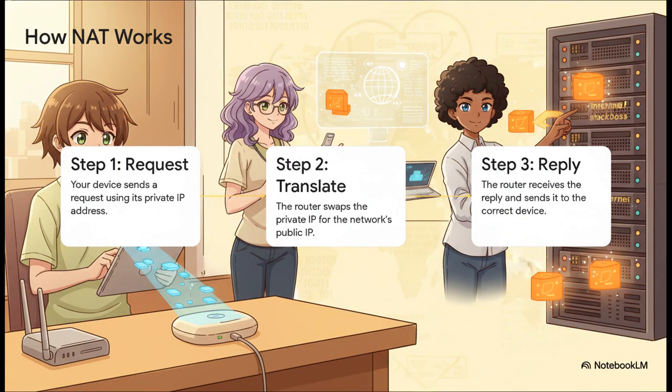Okay, so here's the million-dollar question. How does a device with a private inside-only address actually talk to the outside world? This is where your router plays the hero, using a clever trick called Network Address Translation, or NAT. Basically, your router acts as a doorman. It takes the request from your laptop's private IP, swaps it out for your home's public IP, and sends it on its way. Then, when the reply comes back, the router remembers who asked for it and sends it directly to your laptop. It's the ultimate gatekeeper for your network.